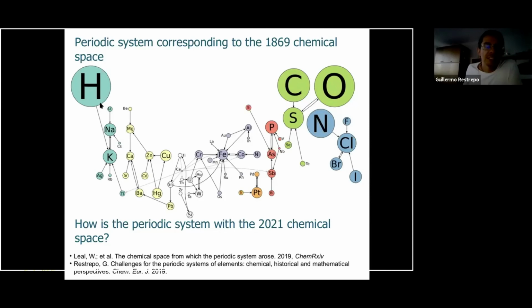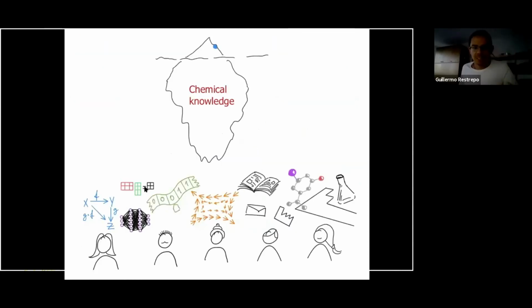The arrows indicate whether one substance is similar to the other. For example, by 1869, according to our data, hydrogen was very similar to potassium. Oxygen was very similar to sulfur, and sulfur was very similar to oxygen. That's more or less the idea. The result is that every year we know the shape of the periodic system, connecting the evolution of a concept, the periodic system, with the evolution of chemical knowledge, with the evolution of the chemical space.